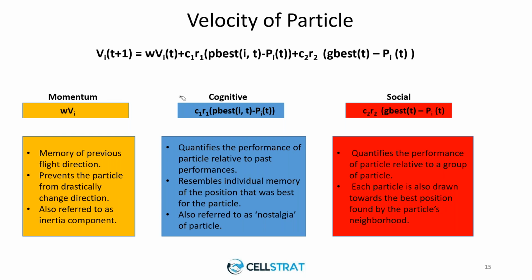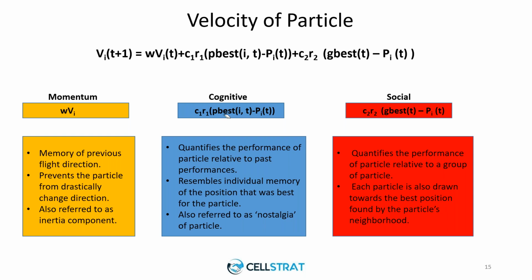So if you have a higher value of w, the particle would tend to be closer to its past direction than the future direction. It's also referred to as inertia, a sort of resistance to movement. Then you have this part which is called cognitive.